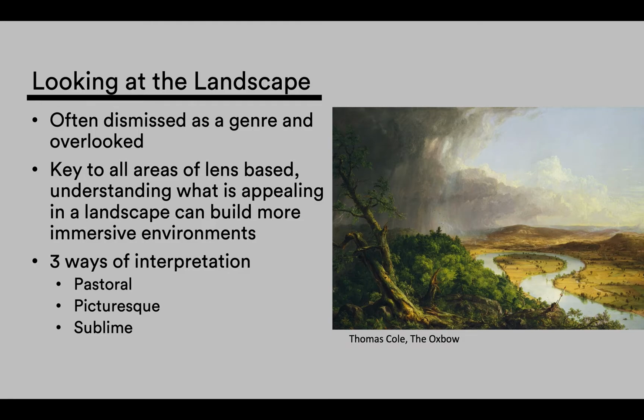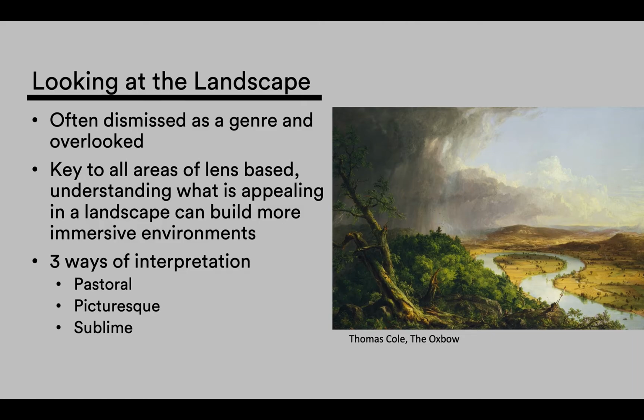This here is a picture by Thomas Cole. It's known as the Oxbow, and it's a location in the United States on the Connecticut River where it forms that sort of arch. You can see here, this is a picturesque version of the landscape. You're looking at the landscape from a high vantage point, and you've got a clear view of the world around you. We like this. It's slightly dramatic. There's a thunderstorm clearing, but there are clear skies ahead.